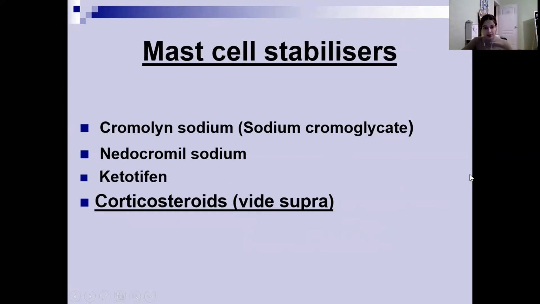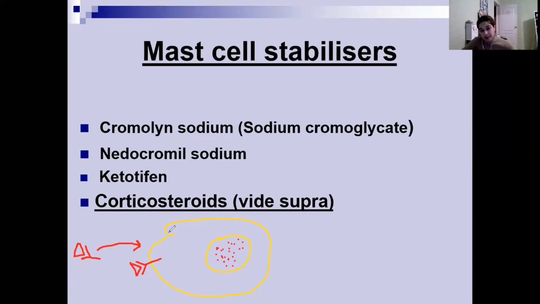The mast cell stabilizers. Why are we talking about mast cells? Mast cells are a type of leukocyte which have vesicles with histamine inside. What happens when we have an antigen in our blood? The antigen forms a complex with an antibody, and this complex goes to the mast cells and binds with the membrane of the mast cells.